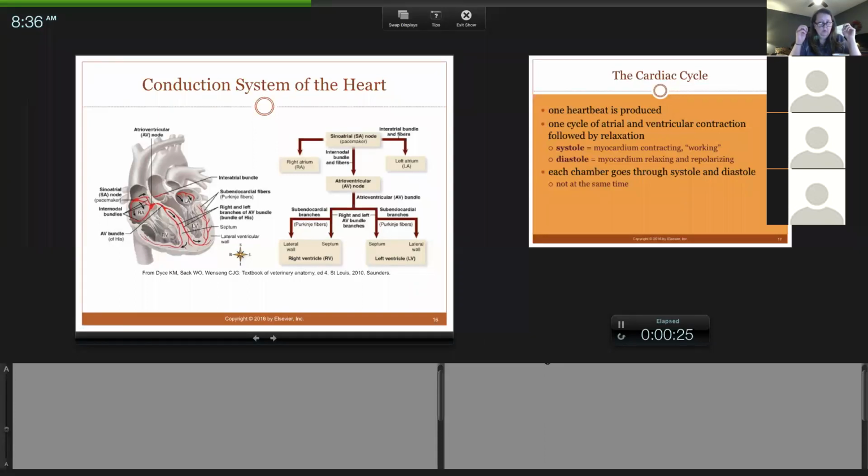Now, you will have a class later where you talk about arrhythmias, or an abnormal rhythm. If for some reason these fired before the SA node, that is what causes an arrhythmia. If any of these fibers or part of the electrical conduction system misfires or fires out of order, that's when we see the abnormal rhythm on an EKG.